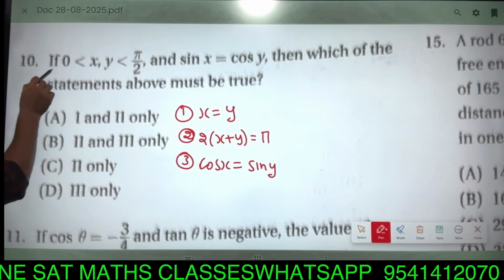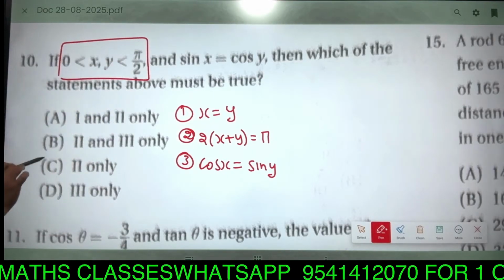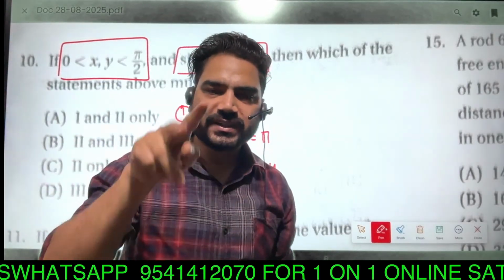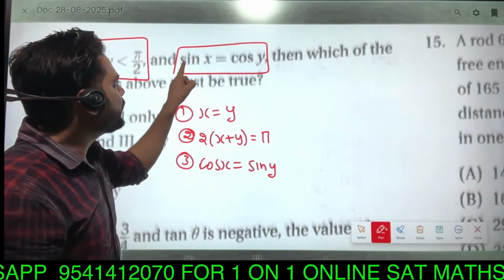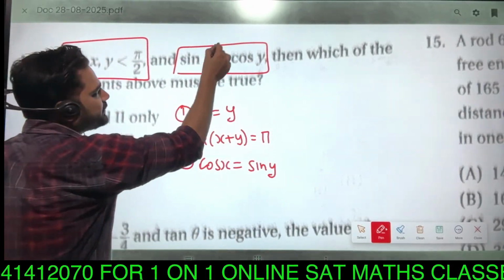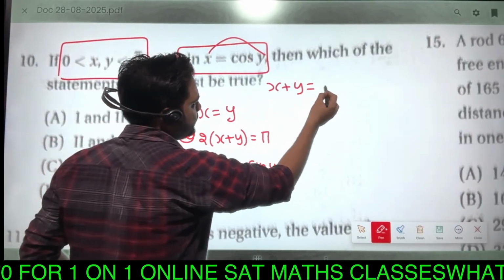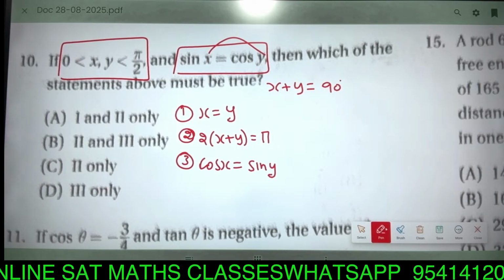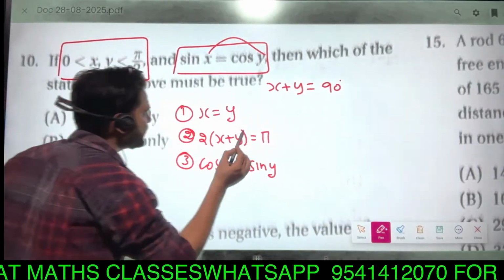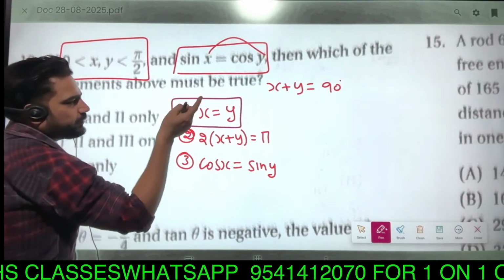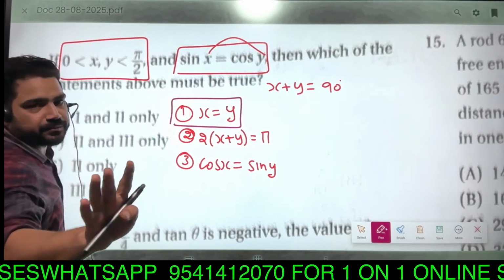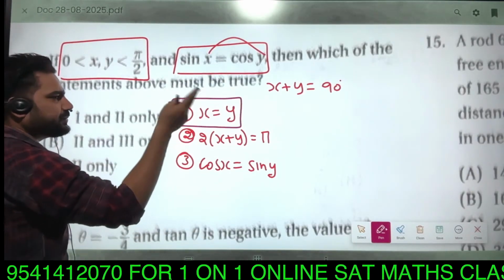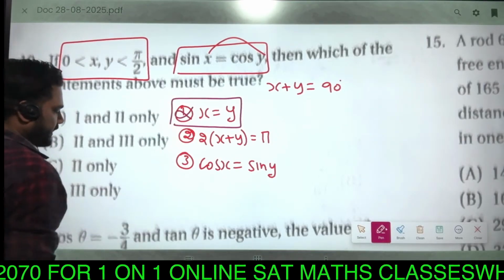And the information they have given is that the values of x and y are between 0 and pi by 2, and sin x is equal to cos y. Two times in this class we have discussed this formula, that whenever one angle of sine is equal to one angle of cos, then the sum of these 2 angles, x plus y, is 90. So this formula we know. If x plus y is 90, this much we know, only this much. The first statement is x is equal to y, but by this we cannot come to the conclusion that x and y are equal. Only their sum is 90, they are not equal. So this statement is not correct.